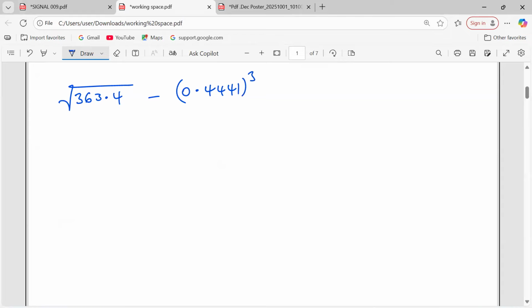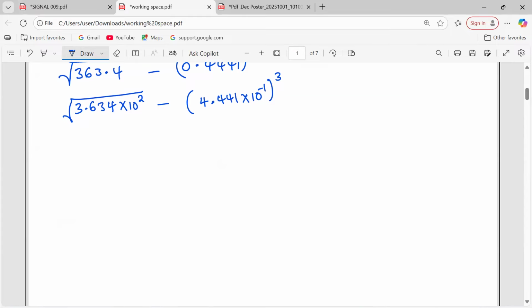It's good for you to know that when you are finding the square root of the cubes, you first write in what we call standard form. Therefore, we shall be having this one as 3.634. This now, we multiply by 10 power 2. We are taking square root, remember that, minus, on this other side, we also write in standard form, multiplied by 10 power negative 1, we are raising to power 3. Then if you are taking square root, it's good for you to know that the power divides by 2. So if it's power 2 now, it becomes 10 power 1.